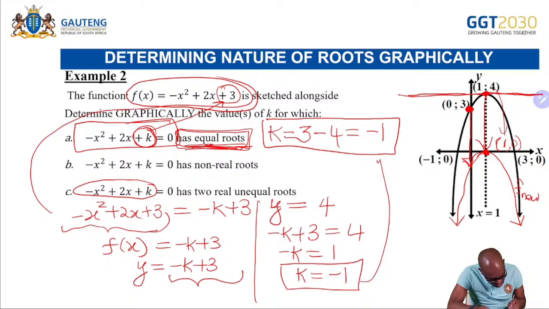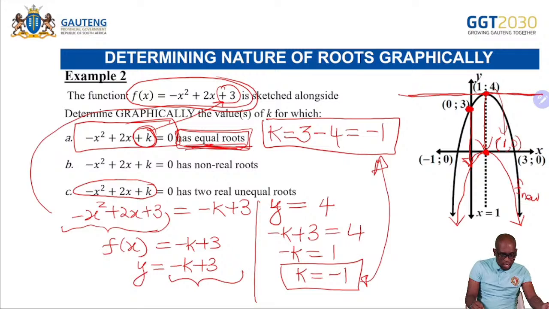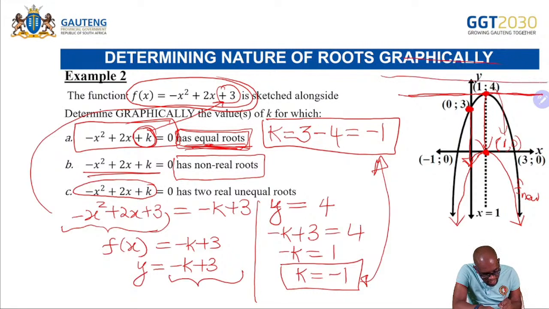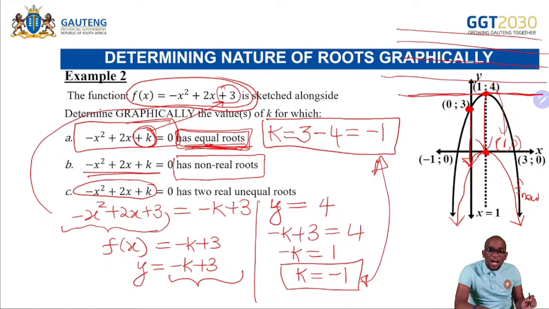So k is equal to -1, like that. So this is the same as what we got there. It's the same as what we obtained there. k is -1, but using a different method. Now let's check the second one. This has non-real roots. So I know I have to put the line above the y value of the turning point to have non-real roots. So I will have to say y should be greater than 4.